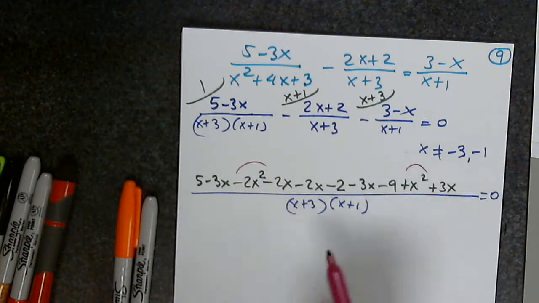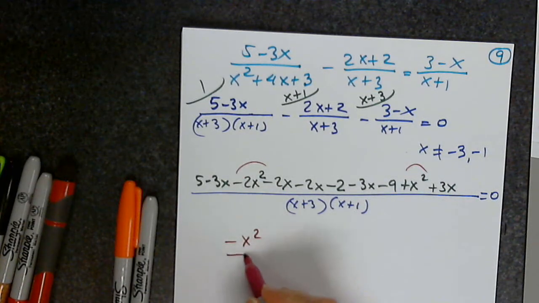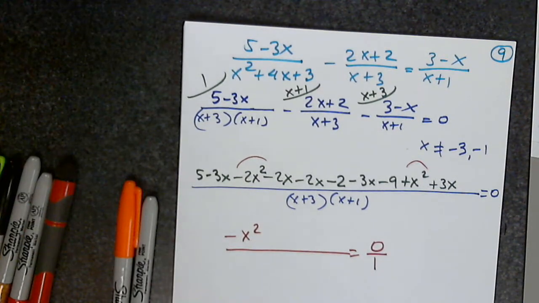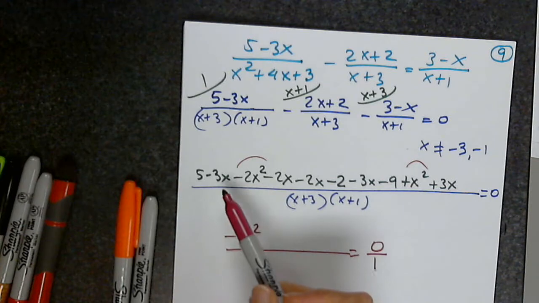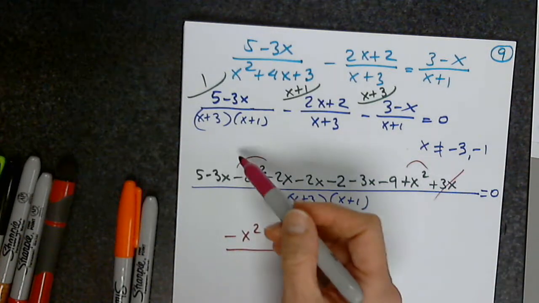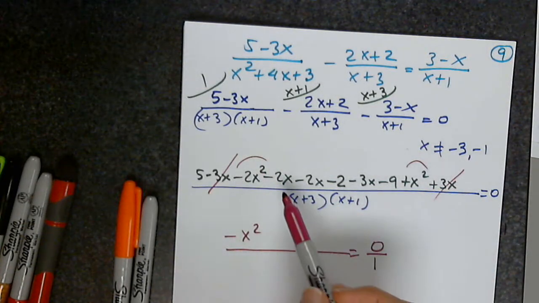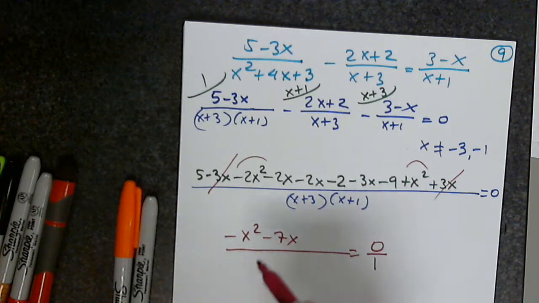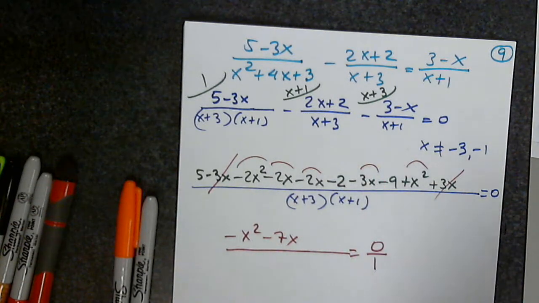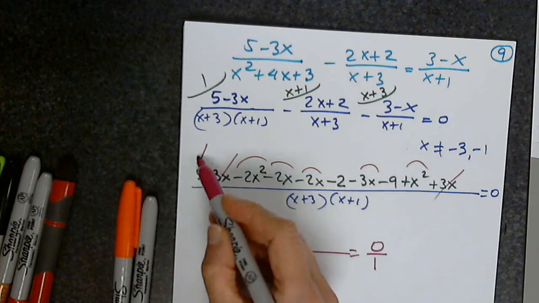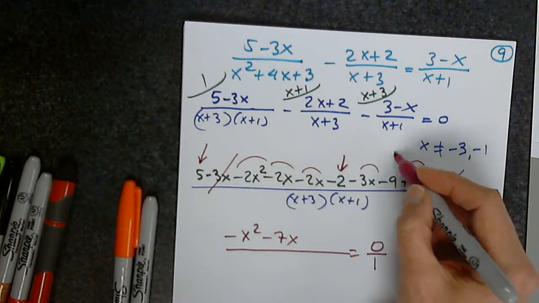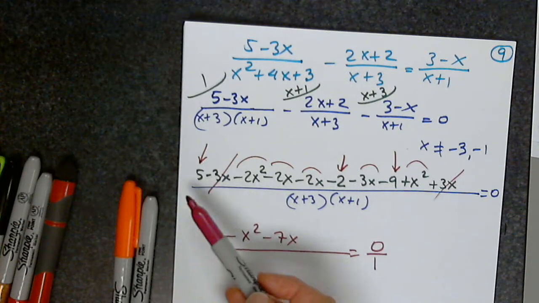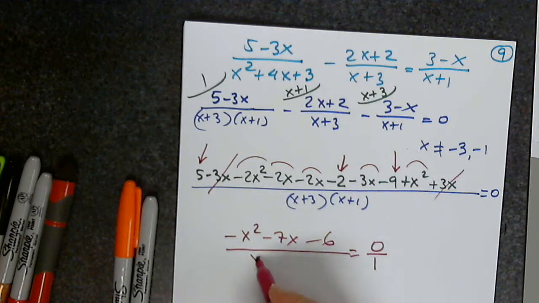First, these two. So negative x squared. Then I have negative 3x with positive 3x. These two go away. But I have negative 7x. So these are done as well. Now the free term, 1, 2, 3. So negative 11 plus 5, negative 6.